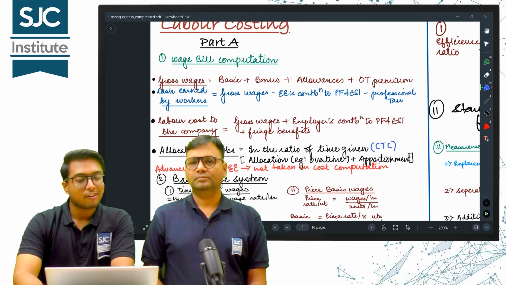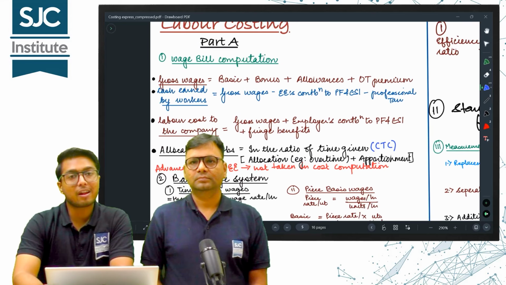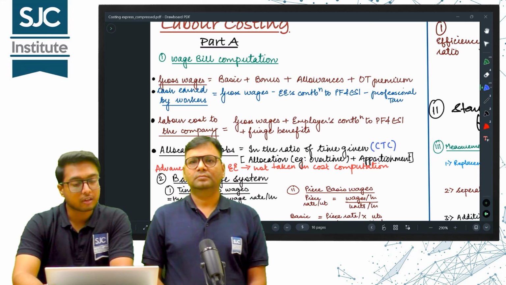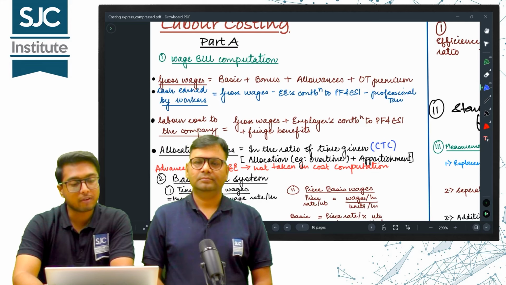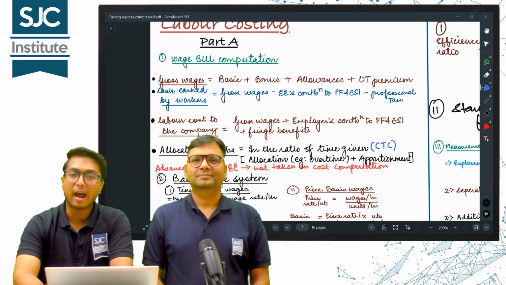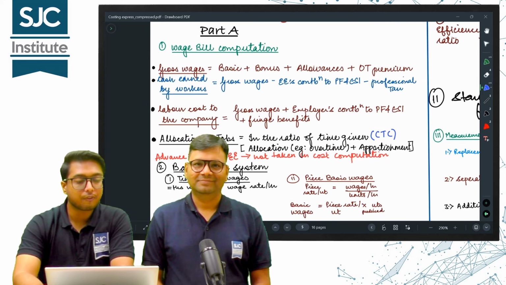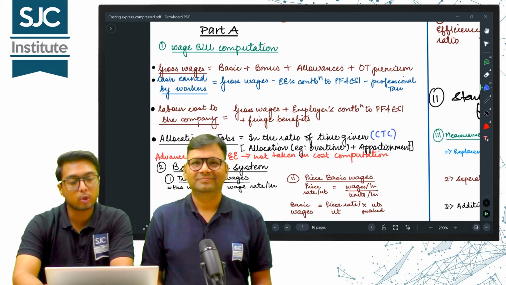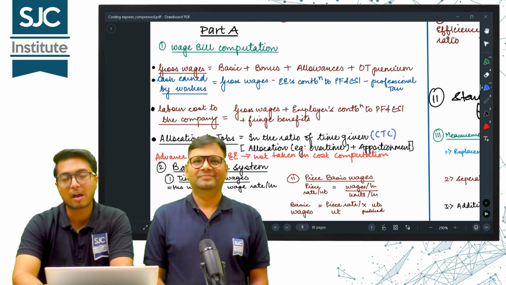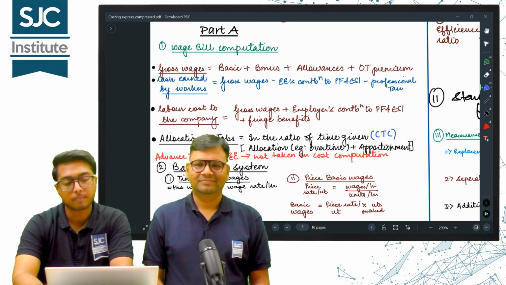Labor costing, wage bill computation. Now there are 4 parts under wage bill computation: gross wages, cash earned by workers, labor cost to the company, and allocation to jobs. First, gross wages is equal to basic plus bonus plus allowances plus overtime premium.